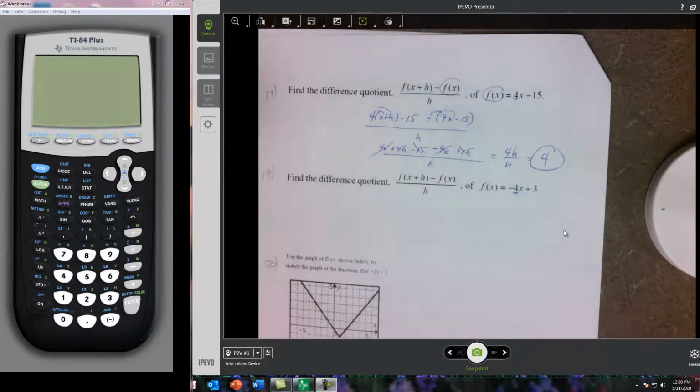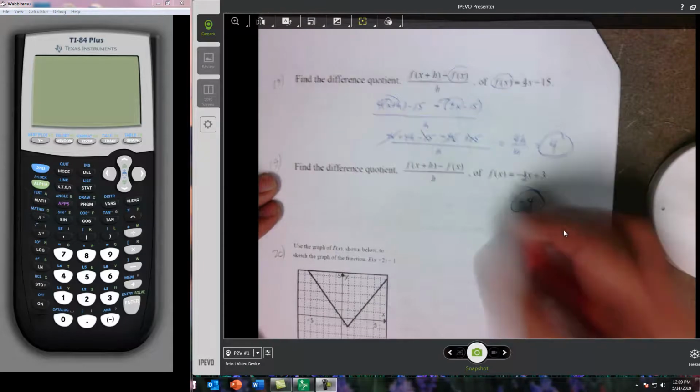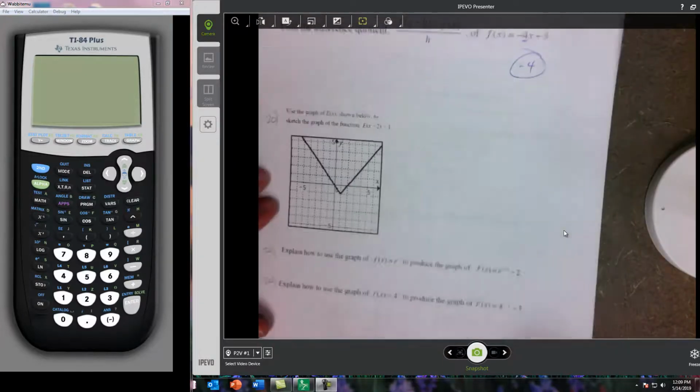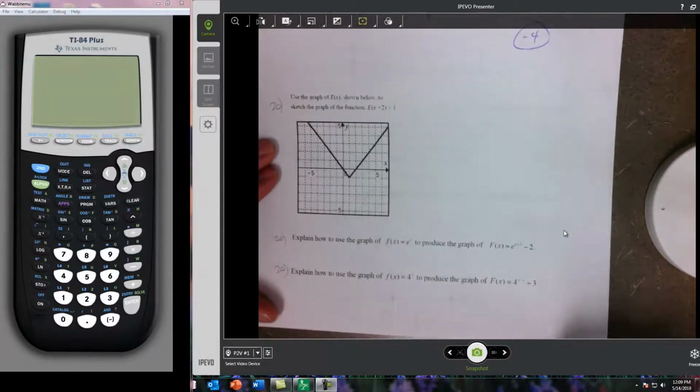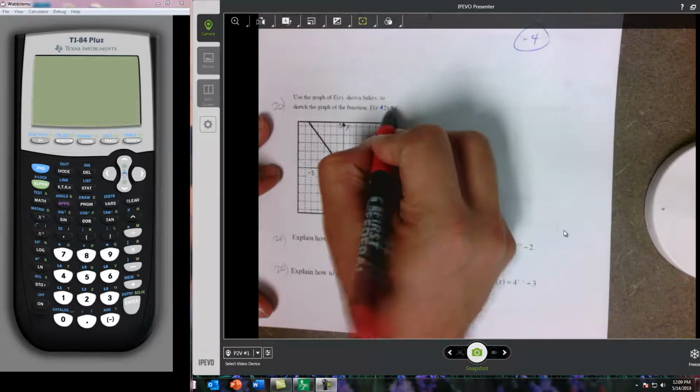Now, as long as it's a linear problem, a line, the answer will be the slope. I'm going to leave you at number 19 to do yourself, but you should come out as negative 4. These next three questions are all about 20, and it's just about understanding the shifting that takes place. Here this says x plus 2 and then a minus 1.